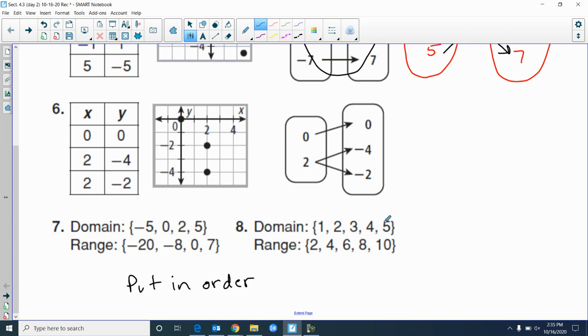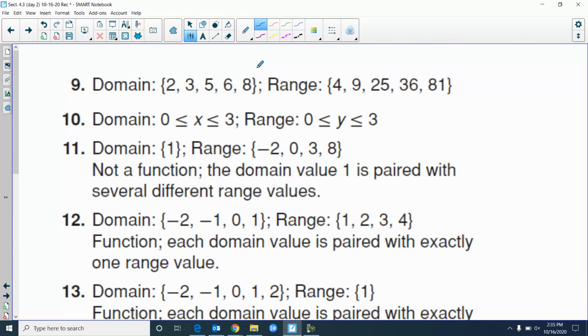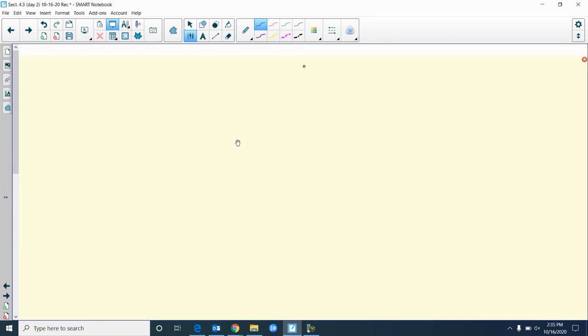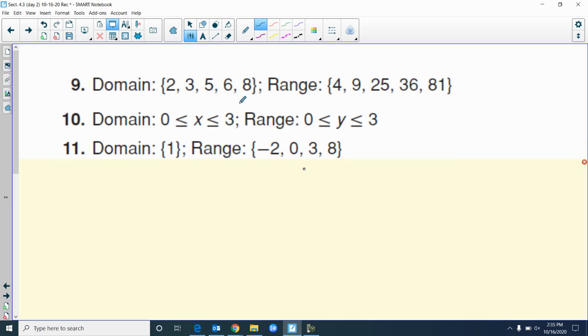And here's your domain: 1, 2, 3, 4, 5 for 8, and 2, 4, 6, 8, and 10 for the range. So 9, and let me do this. Okay, 9 is very similar. They list a set of ordered pairs, so you would list them out. However, for 10, it is a graph, and you want to go from the smallest to the largest.